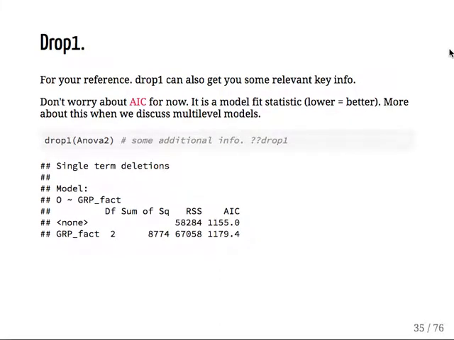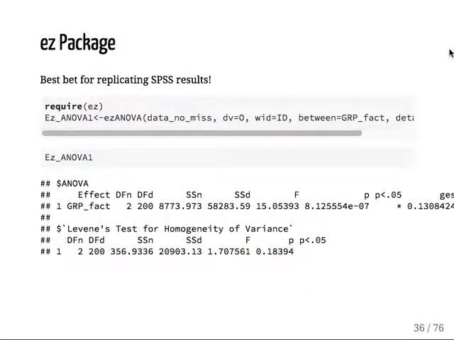So for your reference, you can also use drop1 to get the same type of info. So you will also get the sums of squares and some additional information if you want that. So don't worry about it for now, but I'll tell you in future about information criteria, like the Akaike information criterion. It's basically a fit statistic as to how well your model fits the data, and you can use that to compare models. So if you ever need that, you can use drop1. So this is mostly just for your reference, and gives you some additional things.